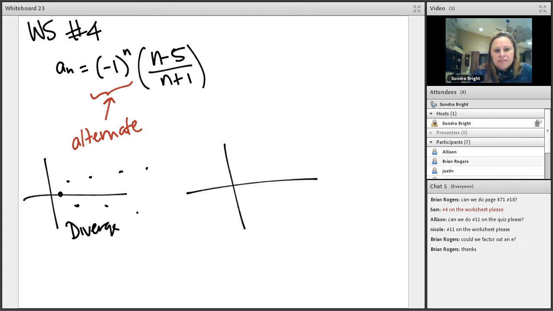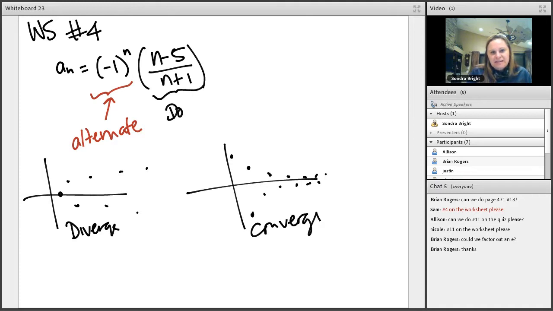But you could also see one that maybe starts up here and then over here and then here, and it's getting closer and closer to 0. And this one would converge even though it's alternating in sign. Yes? Just because it alternates does not mean that it diverges. What you have to look at is, does this part go to 0 or converge to 0?